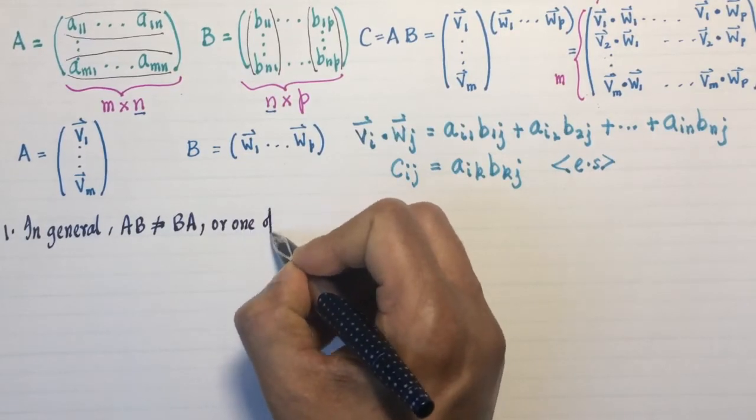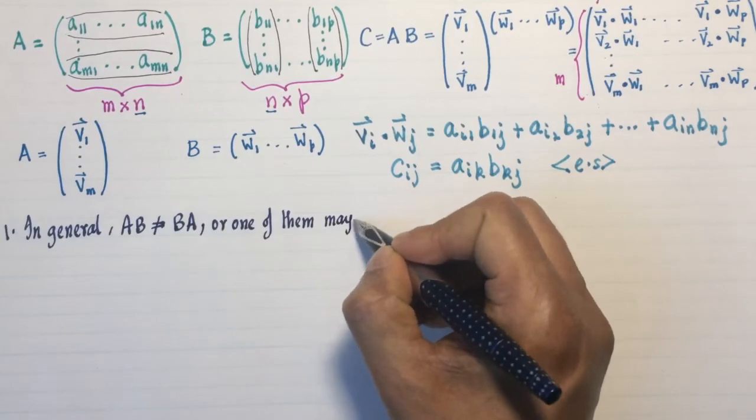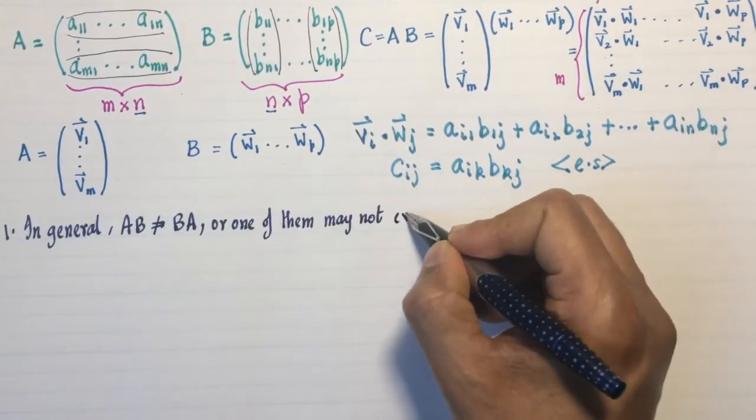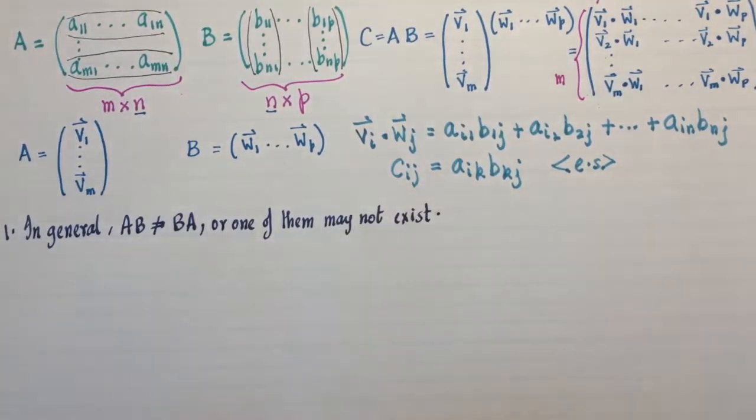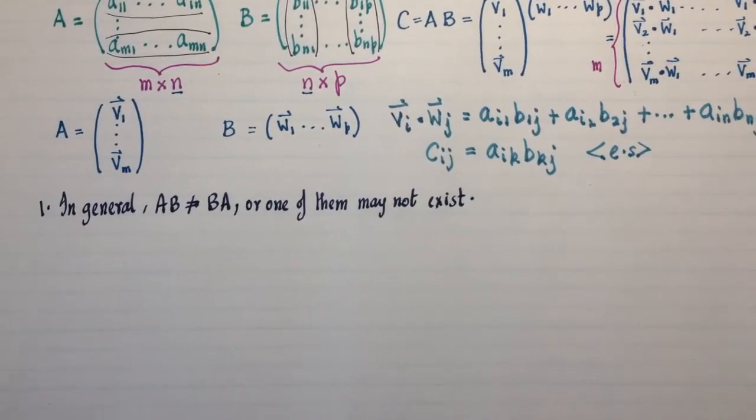Or one of them may not even exist. So that's one important property of the product, and there are many other important properties. Now, matrices have a rich zoology to them, and we'll study more of the zoology when we talk about group theory. But right now, I just want to talk about some basic matrices.